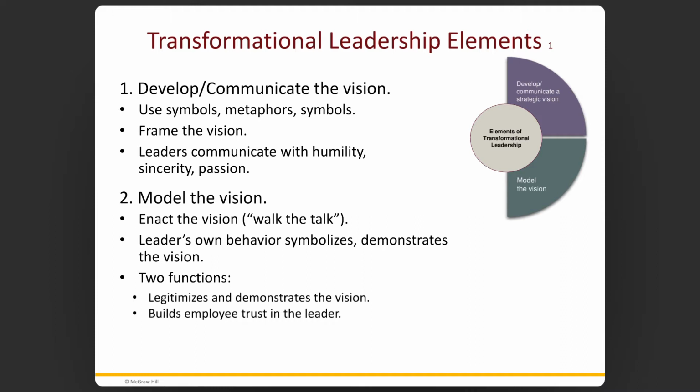The importance of modeling the vision is twofold. Number one, it legitimizes and demonstrates what the vision looks like in practice. Number two, words and actions that are consistent build trust among your followers, trust for the leader. When your vision casting is consistent and compatible with your vision walking, it engenders a sense of trust, a sense of legitimacy, a sense that this leader is authentic.